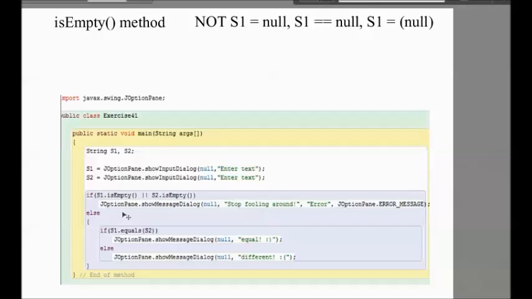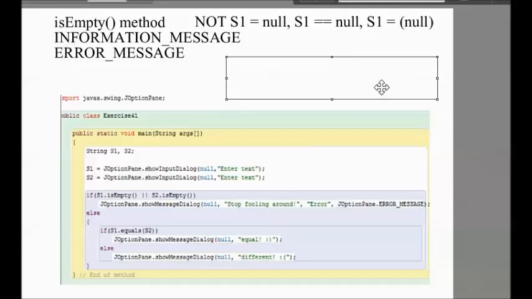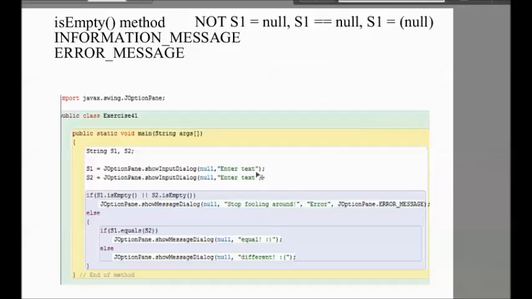So here, if they do this, we're going to produce an error message, and that's why I have the error message here. You don't need this. Like this up here, you can truncate it after stop fooling around. But I think this is kind of neat. It actually says error on it, and it's kind of cool to know JOptionPane.ERROR_MESSAGE. And the same way, you could make these ones up here information messages.